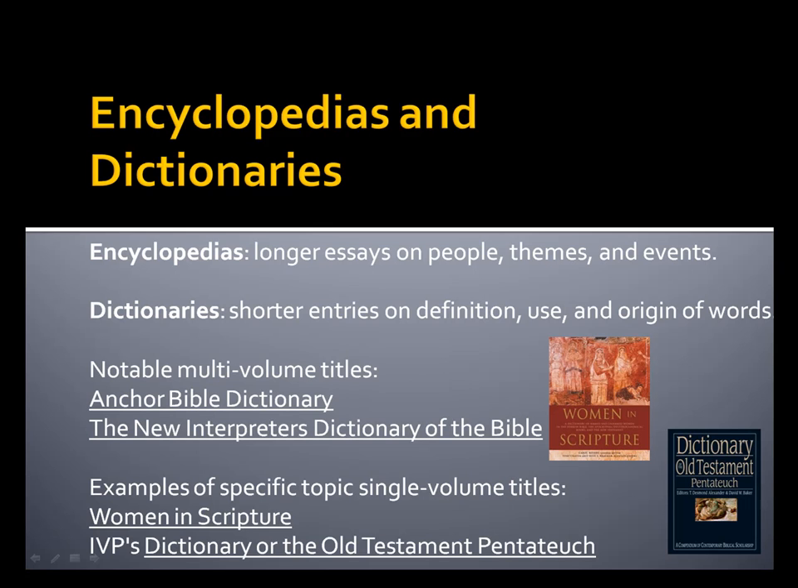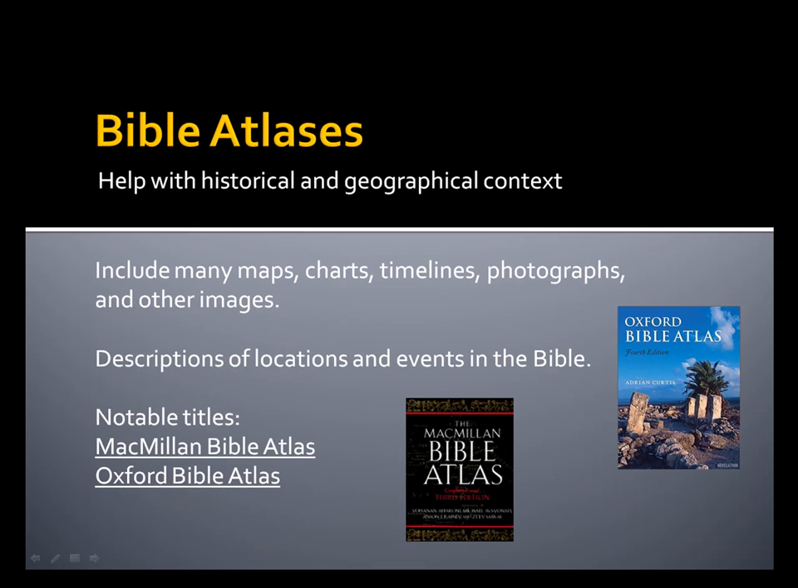And IVP's Dictionary of the Old Testament Pentateuch will only deal with people and issues from the 5 books of Moses. Bible atlases are another resource that have specific information. These include many maps, charts, timelines, photographs, and other images, along with descriptions of locations and events in the Bible. These can help with historical context.